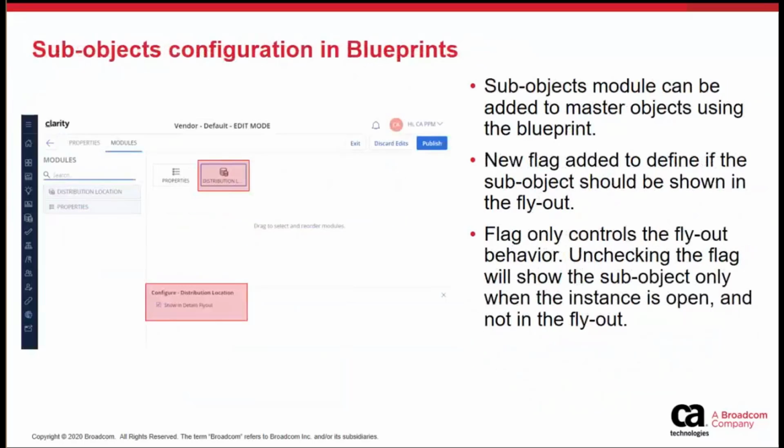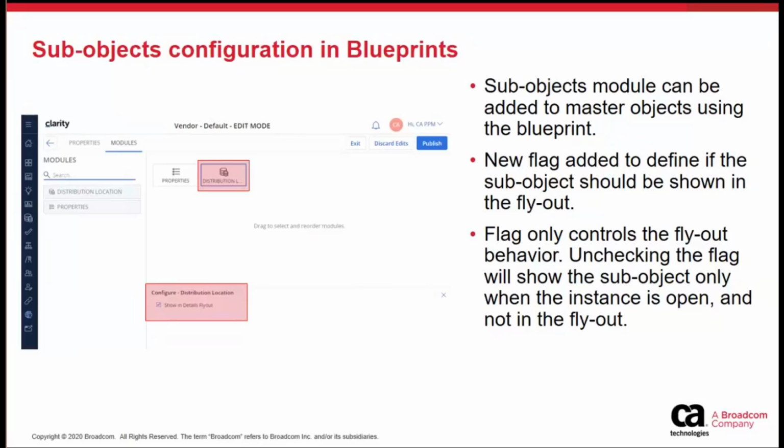We've added sub-objects to the blueprint. And now what you can do is any sub-objects that you have for your object, whether it's the project object, custom objects, or custom investment types, you can add sub-objects to it. And when you add that sub-object to your blueprint, you have a new flag that allows you to control if that sub-object should be displayed in the flyout for your grid. This is important behavior, which we will see the reason why a little bit later.